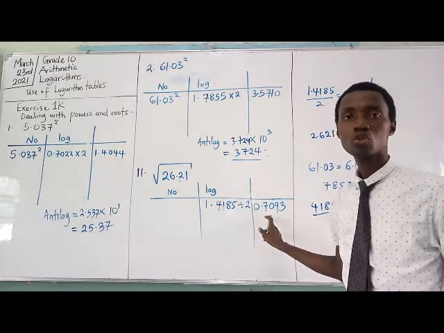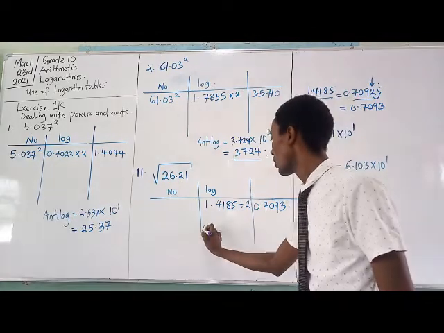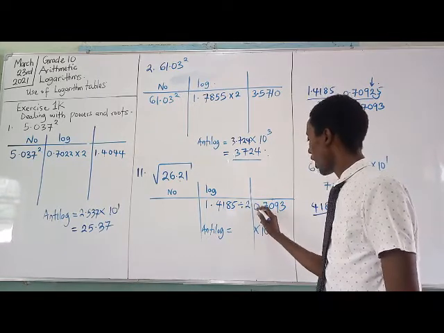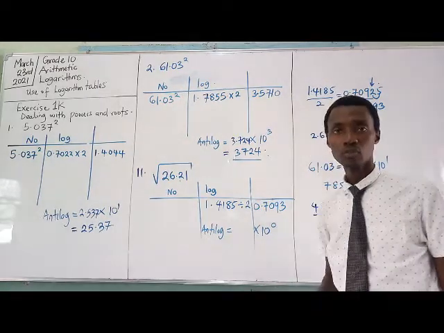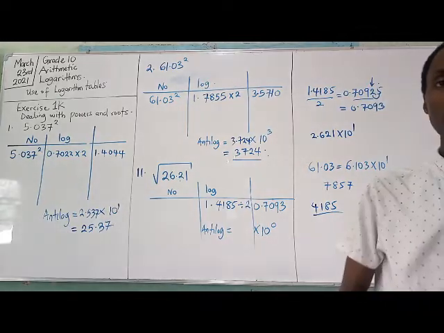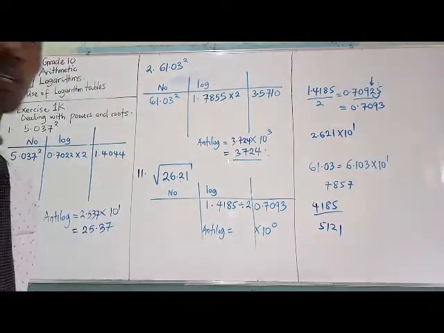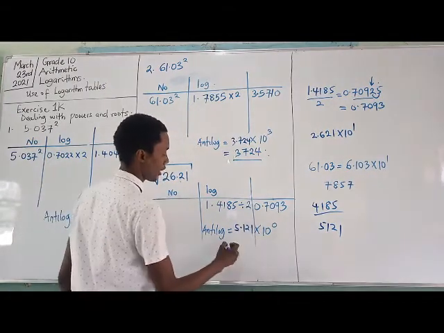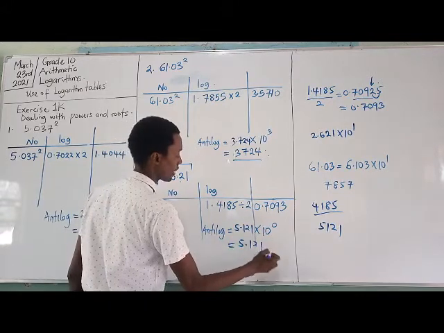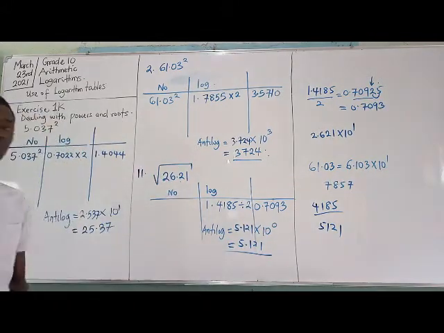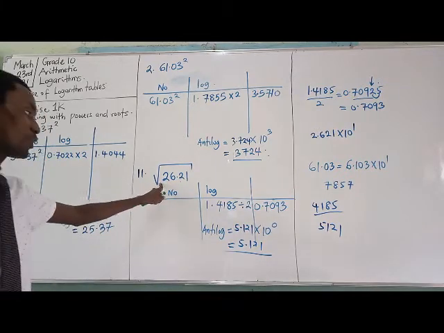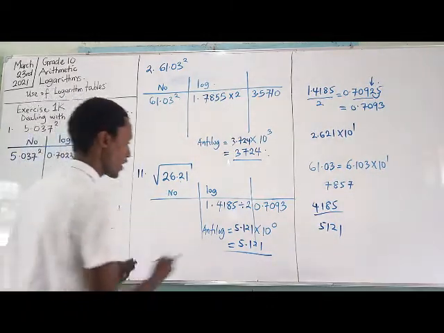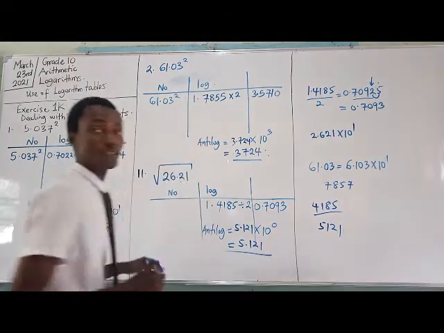So this is what you're going to use to look for your anti-log. So the anti-log will be equal to whatever it is, 10 raised to the power of 0. So what is that? 70 under 9 difference 3. So we're going to have 5.121. And our final answer becomes 5.121. So this is what the square root of this number will be using logarithmic approach. And the answer you're going to get is very, very near perfect. Right?